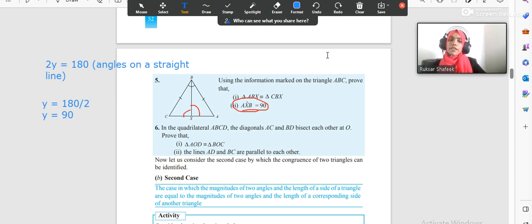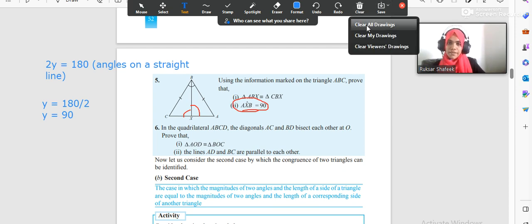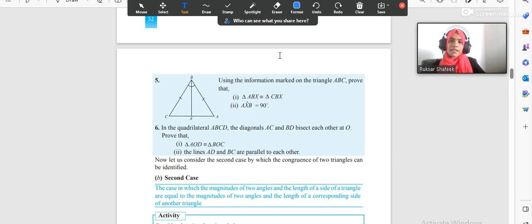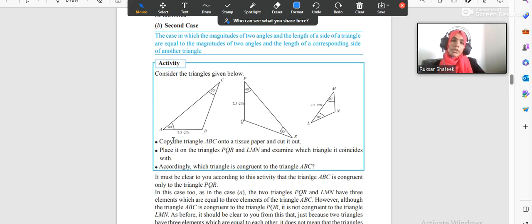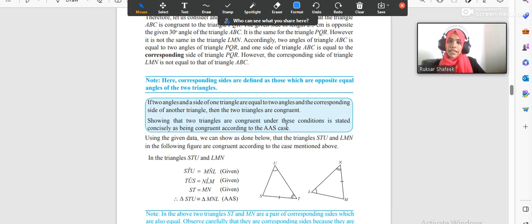So, I hope the first case is clear to you and there are no questions under that. Now we will be moving on to the second case, which is the angle angle side, the AAS case. In this case, if two angles and a side of one triangle are equal to two angles and the corresponding side of another triangle, then the two triangles are congruent.